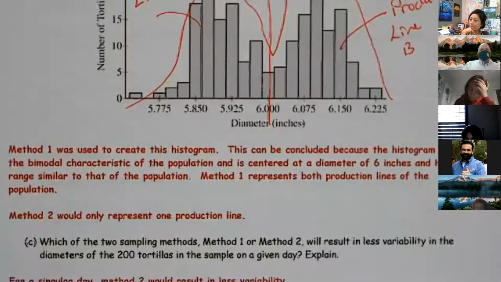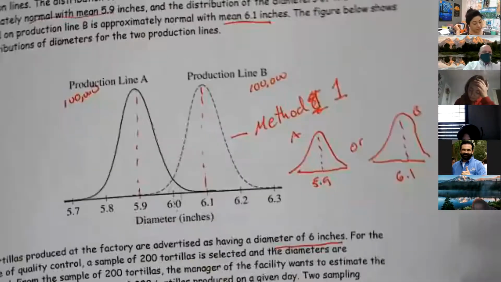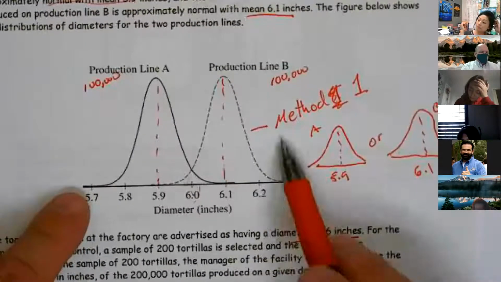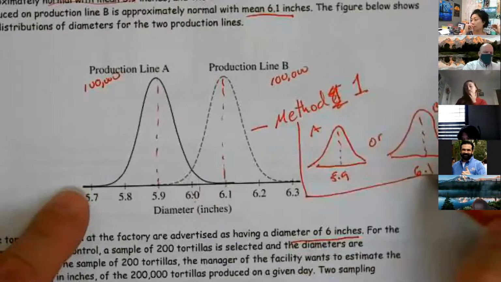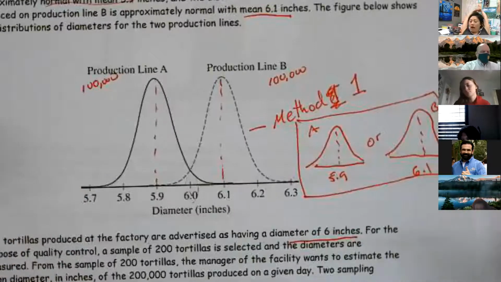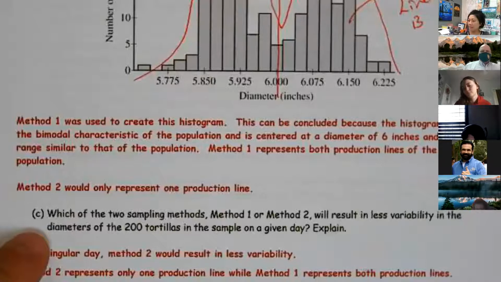Part C. Which of the 2 sampling methods, method 1 or method 2, will result in less variability in the diameters of the 200 tortillas in the sample of a given day? Well, that's a really good question. So let's go back and look at what that drawing was that I put together. Originally, we said this would look like method 1, and these 2 together would look like method 2. And they're asking about variability.